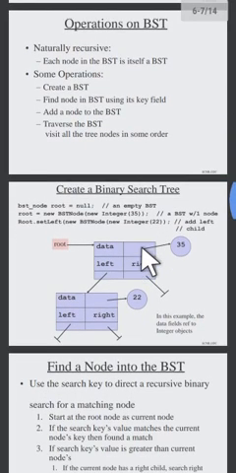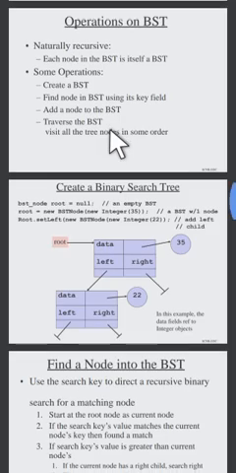Next, operations on a binary search tree. Mainly we have four operations. The first one is how to create a binary search tree, the second one is to find a node in the binary search tree using some key element, the third one is to add a node to the binary search tree, and the fourth one is traversing. Traversing means we have to move from one node to another node. Thus, traversing means visiting every node in the binary search tree.